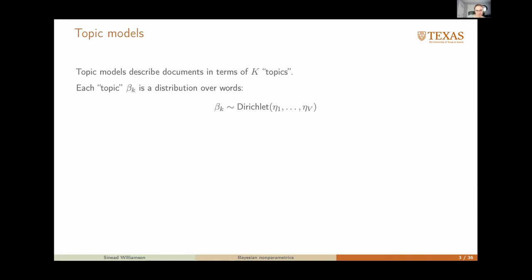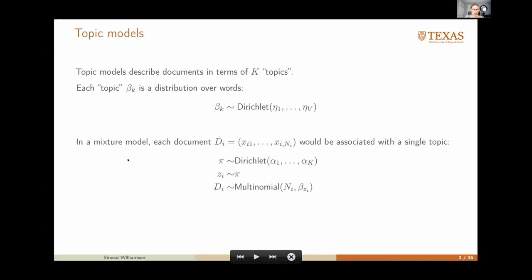Okay, so based on what we saw on Wednesday, we were looking at mixture models. If we were going to do a mixture model of topics, we would put a distribution over the topics. We have k topics, so that's going to be pi, which is k-dimensional. And then for each document, we would pick a topic according to that distribution, and then we would assume that the words were generated by sampling words from that corresponding topic. Right?